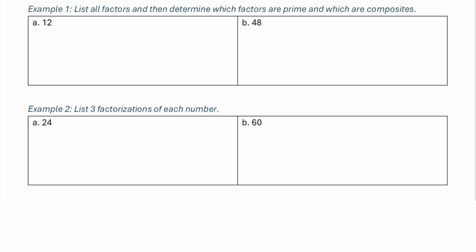For example, let's list all factors and then determine which factors are prime and which are composite. Numbers that divide evenly into 12 are 1, 2, 3, 4, 6, and 12. These are all factors of 12. Now let's see which of those are prime and which are composite.